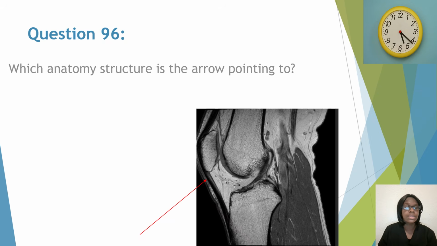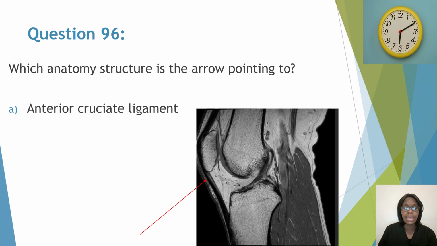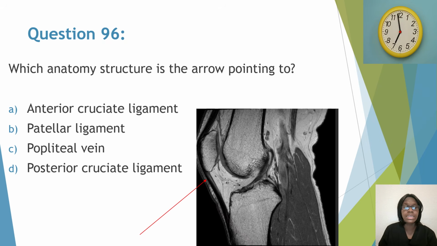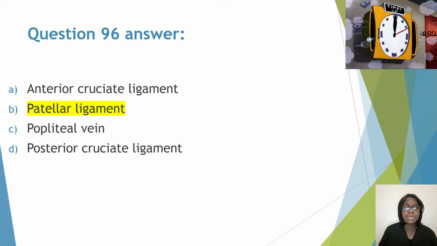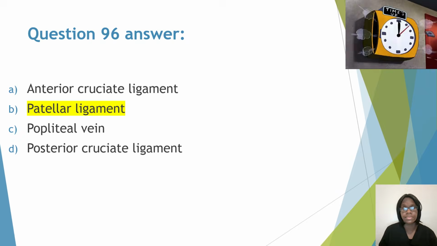Question 96. Which anatomy structure is the arrow pointing to? A, anterior cruciate ligament. B, patellar ligament. C, popliteal vein. D, posterior cruciate ligament. All right, the correct answer is B, patellar ligament.